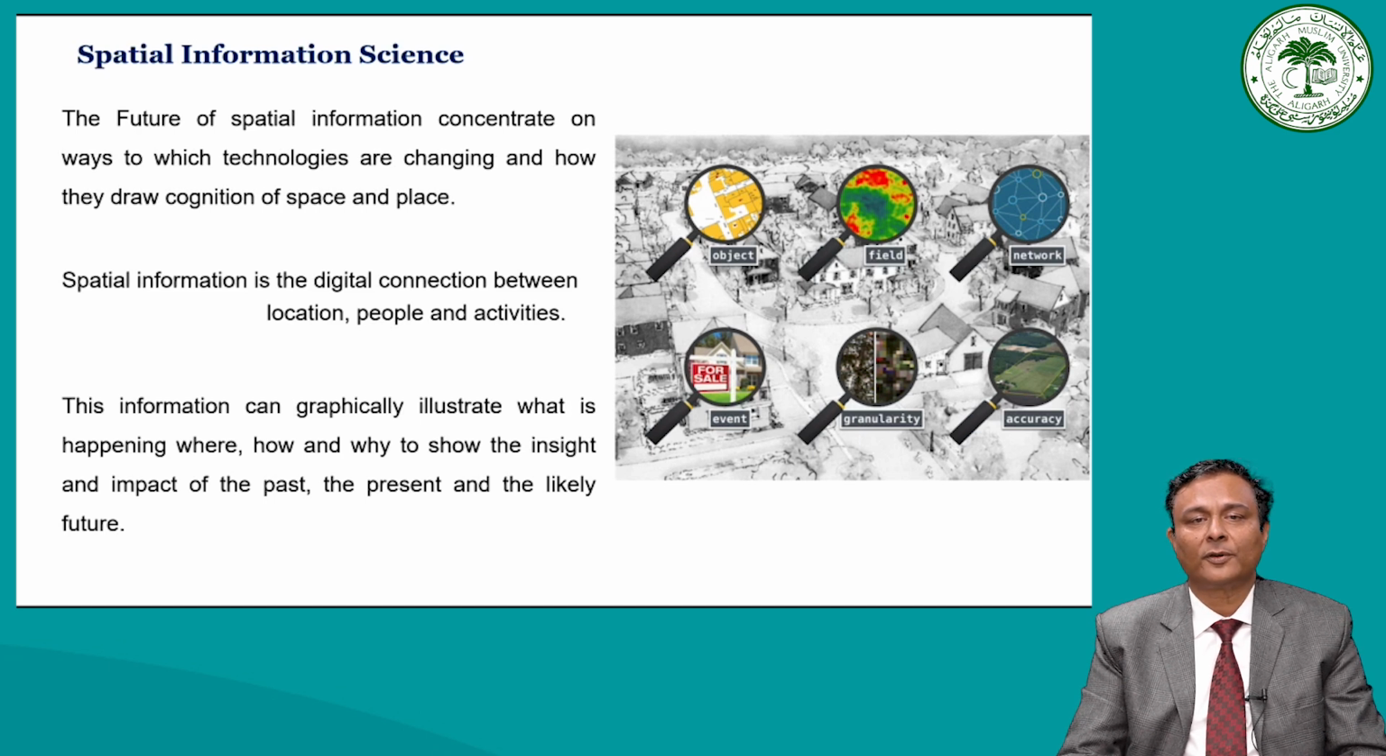The future of spatial information will concentrate on the ways in which technologies are changing and how they draw on cognition of space and place. Spatial information is the digital connection between location, the geographic space, the people, the population, and their activities. Here again I would say it is the synthesis between man, nature and environment. This information can graphically illustrate what is happening where, how and why, to show the insight and impact of the past, the present and the likely future. All of them would come into consideration.